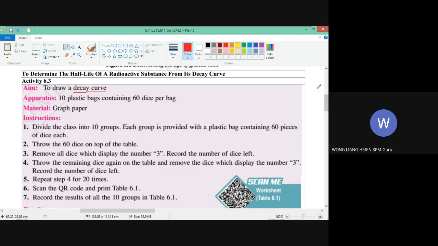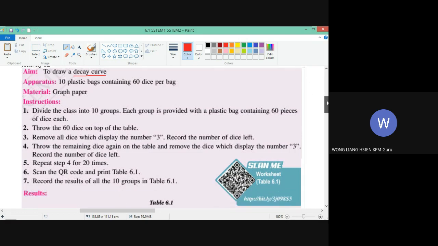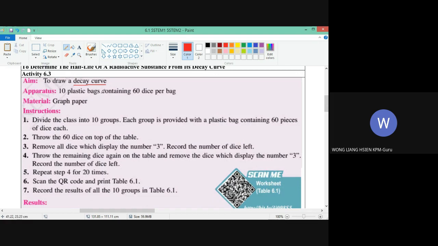For example, here we have plastic bags containing 60 dice per bag. 10 plastic bags, every plastic bag has 60 dice. So divide the class into 10 groups. Each group is provided with a plastic bag containing 60 pieces of dice. Throw the 60 dice on top of the table. Remove all dice which display the number 3 and record the number of dice left.